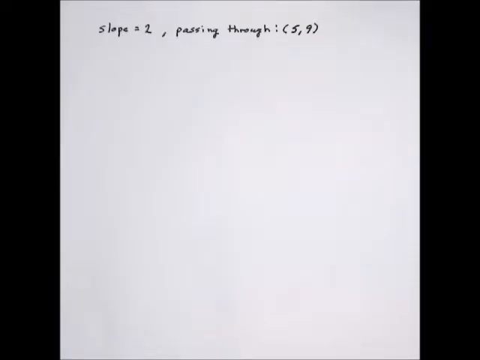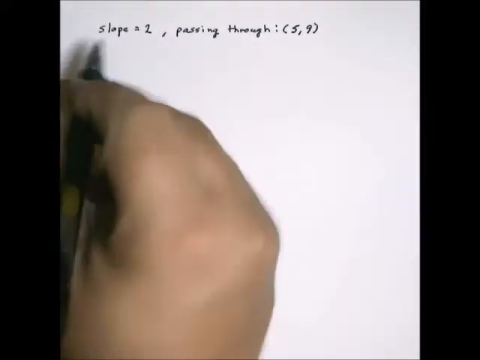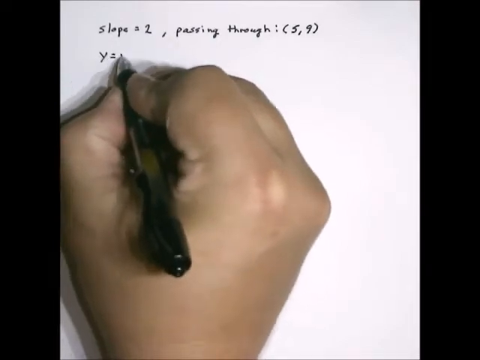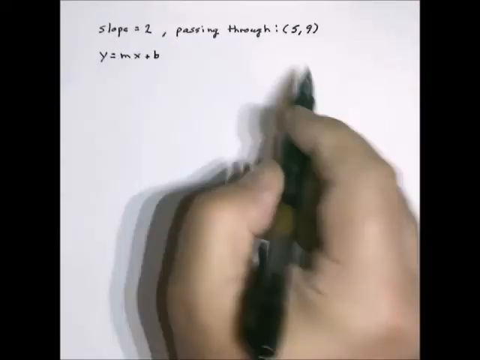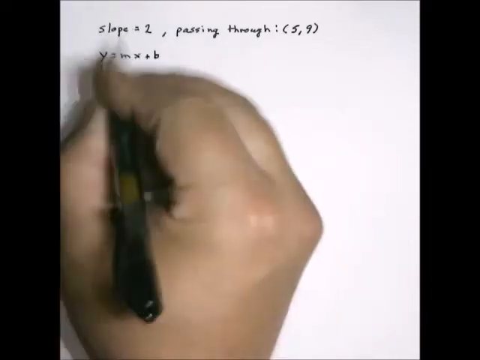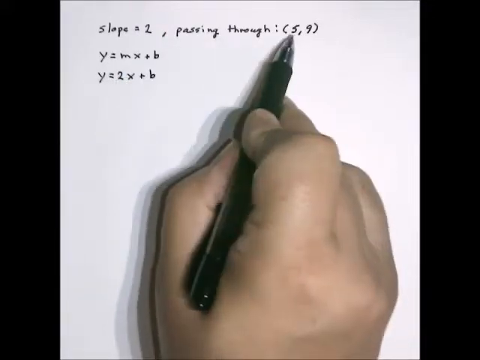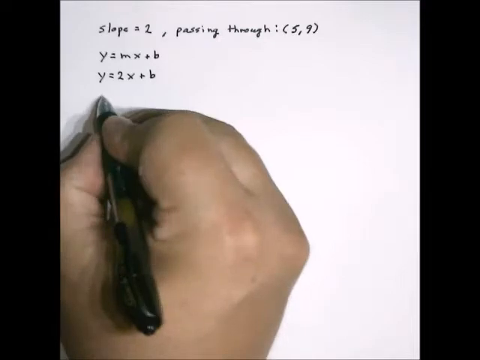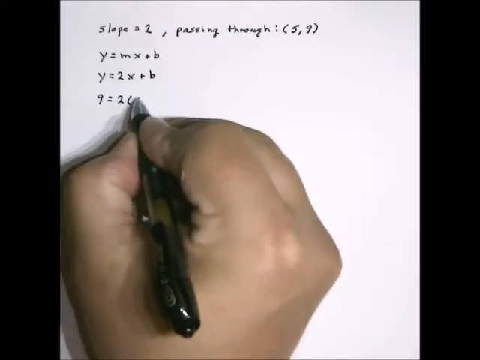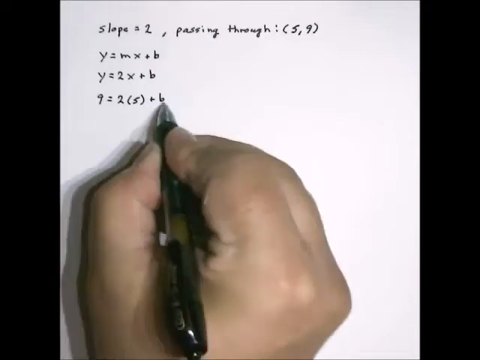Okay, the second type of problem is going to require a little bit of work. Here we're given the slope and a point it's passing through. And there's two ways to solve this: using the slope-intercept form and using the point-slope form. So let's work this both ways. Using slope-intercept form, which is y equals mx plus b, the first thing I'm going to do is plug in my slope for my m. And then I'm going to plug in my 5 and my 9 for my x and my y. And I'm going to solve the equation for b.